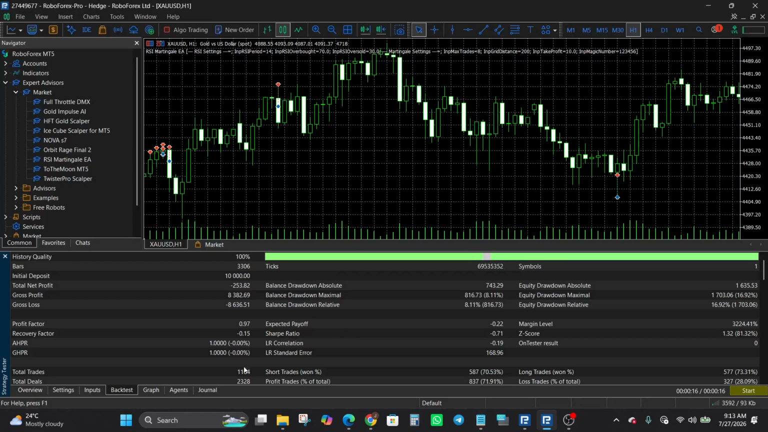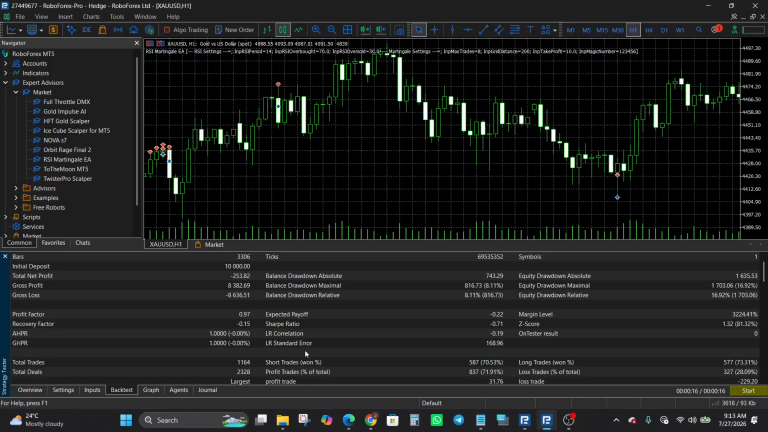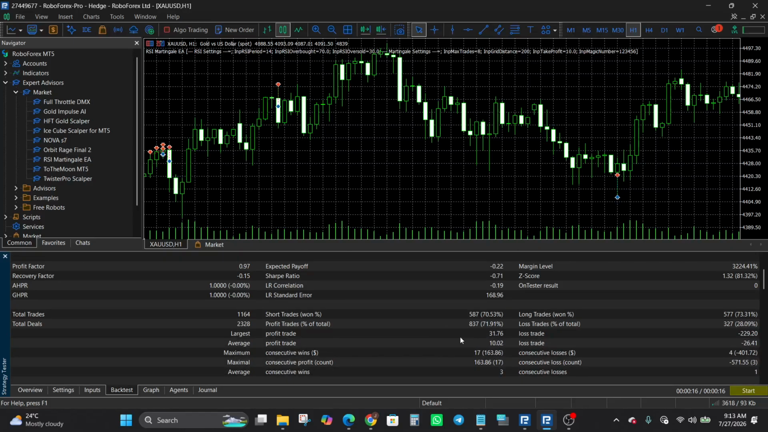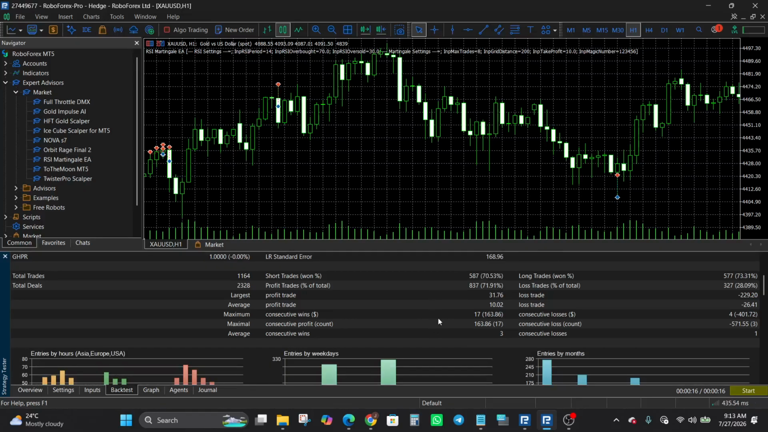So out of 1,164 total trades, close to 72% were profitable. And here is the part worth sitting with, though. Despite that strong 72% win rate, the largest single winning trade in this test was only about $32. You can see just a little below $32, while the largest single losing trade was $229.2, over 7 times bigger.